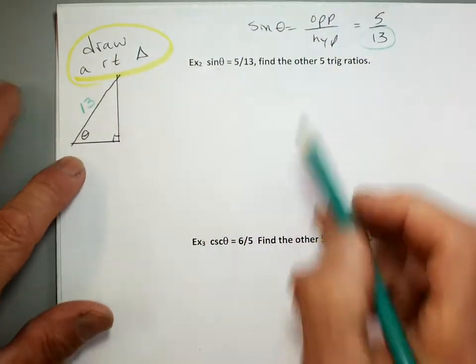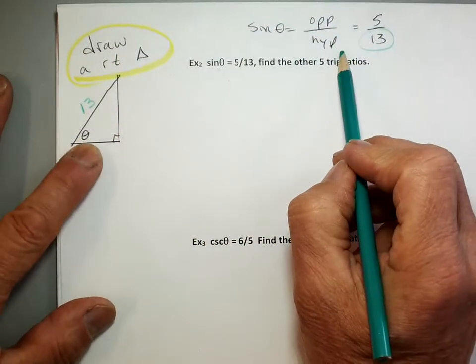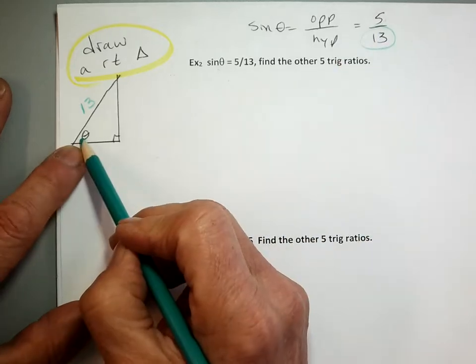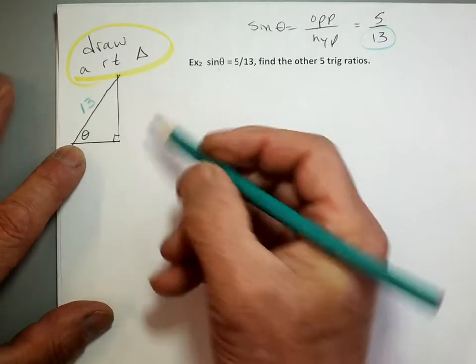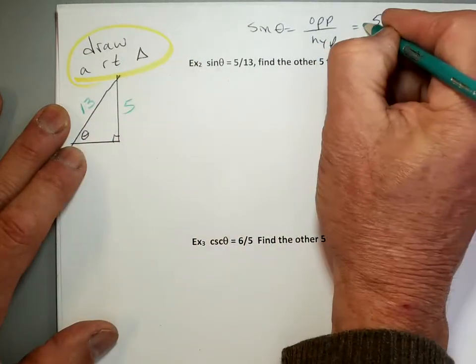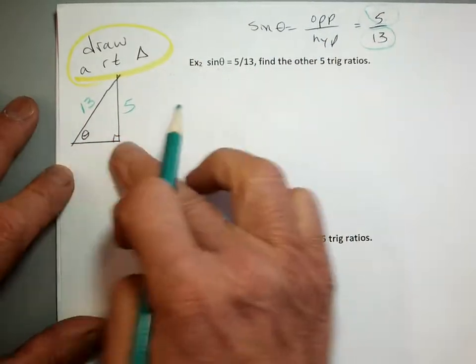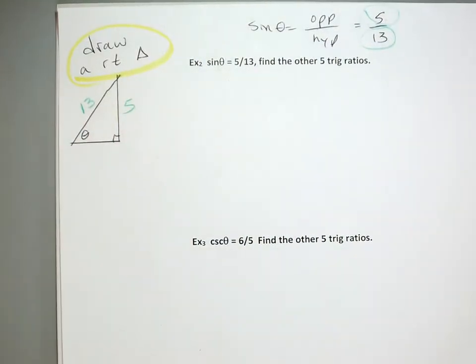And my 5 has to be my opposite. So here's my angle. That's my opposite side. So I'm going to put my 5 right there. Okay, now what I don't know is the adjacent. Oh, but I know how to do Pythagoras theorem, don't I?